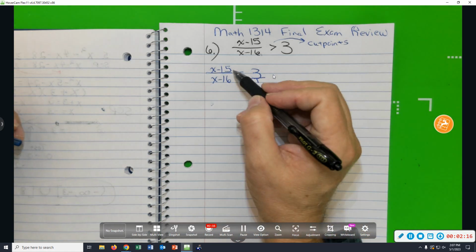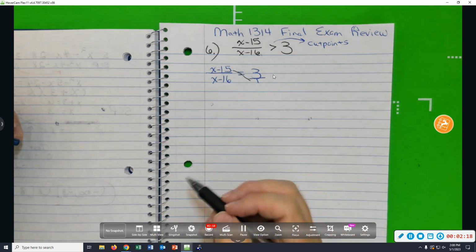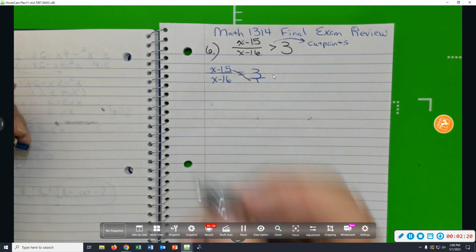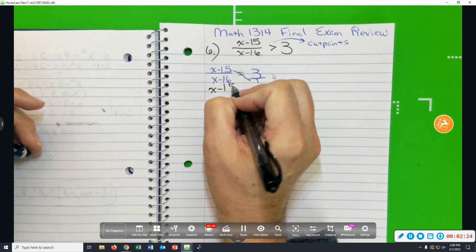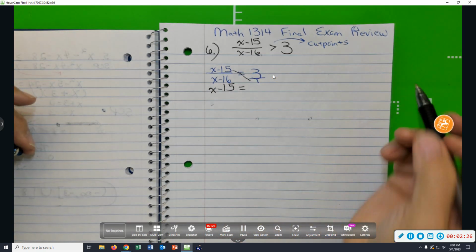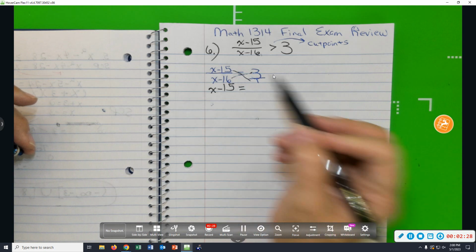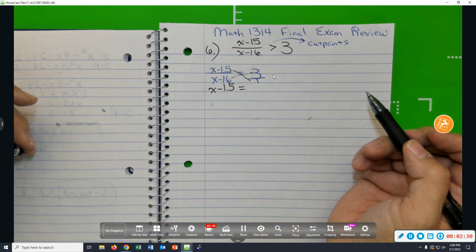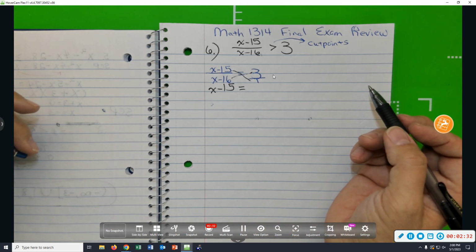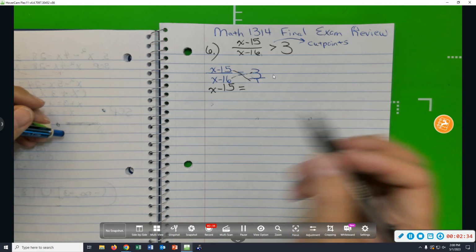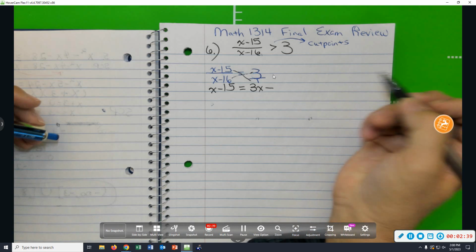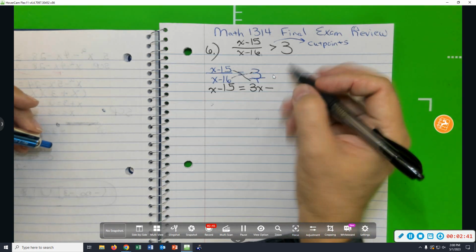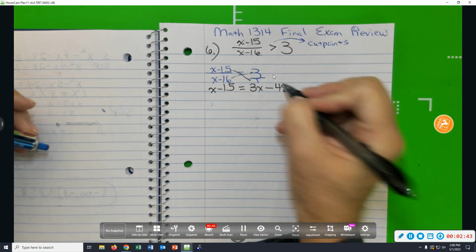So we go 1 times x minus 15. Well, 1 times anything is just the anything, so we just have x minus 15 equals. Now we're taking 3 times x minus 16. What's that going to give us? Okay, 3x. You're distributing the 3, minus 3 times 16 is 48.